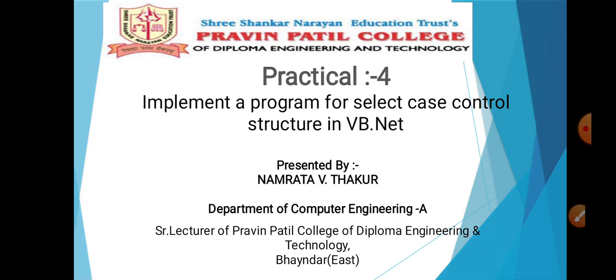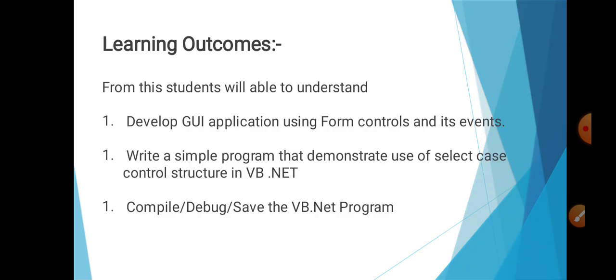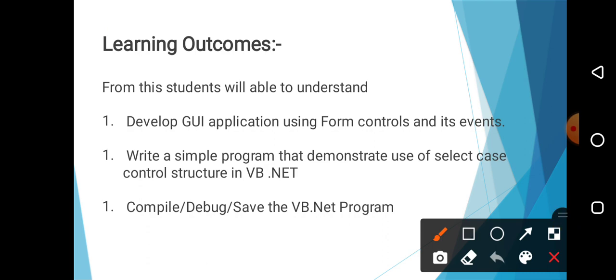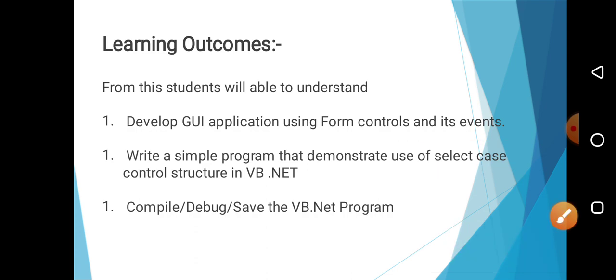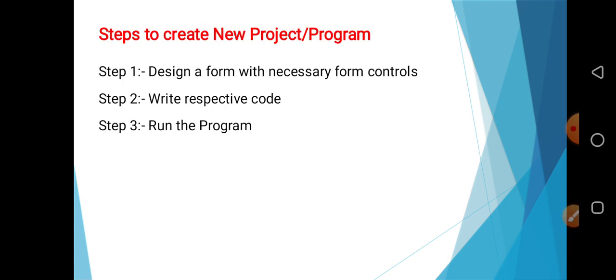Student, let's learn Practical 4 of CAD. Your Practical 4 is implementing a program for select case control structure in VB.NET. From this entire video, you will be able to understand how to design a GUI application using different form controls and their events, and how to write a simple program using a select case. After that, you can easily compile, debug and save the VB.NET program by learning this video.